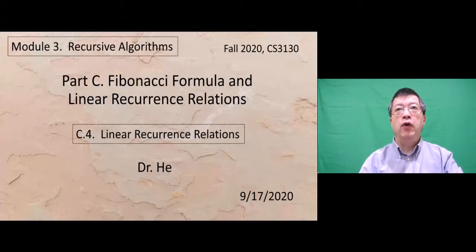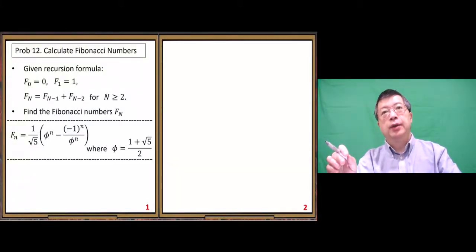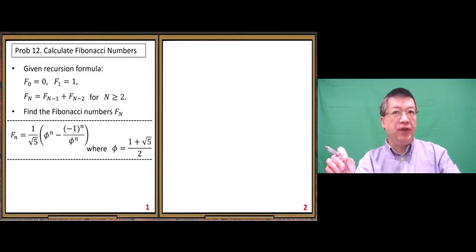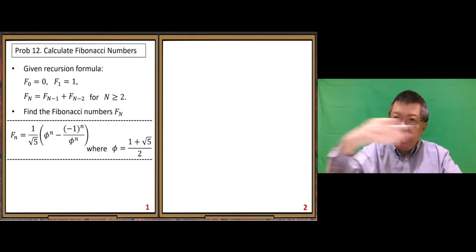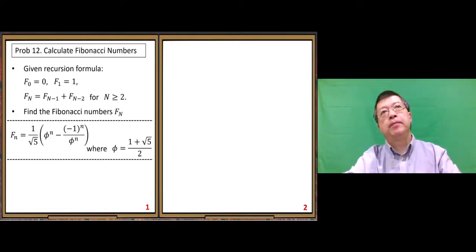Part C.4, linear recurrence relations. In this part, we need to use math calculation to derive the Fibonacci formula. So we do not assume anything. We just use the standard way to derive a math formula.